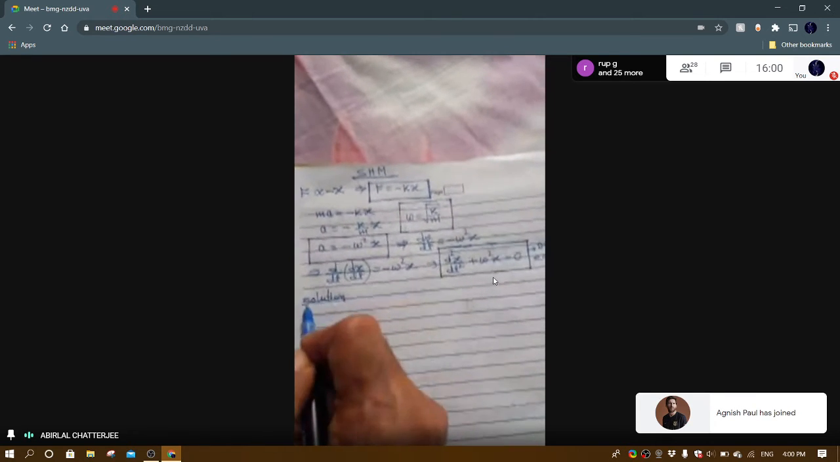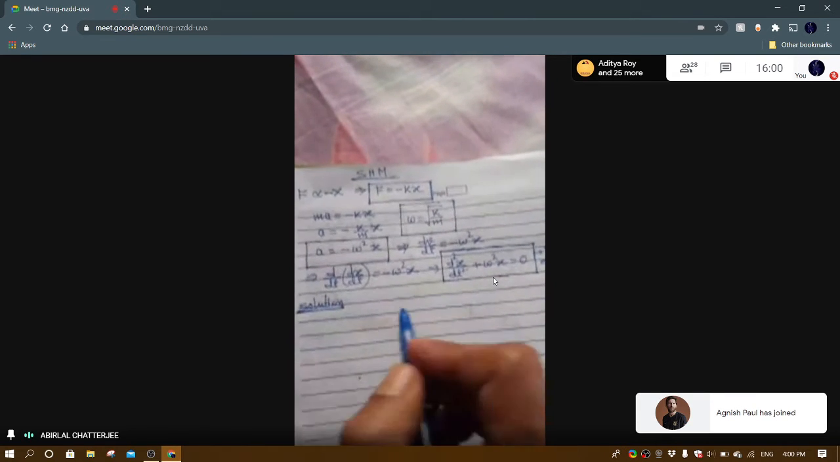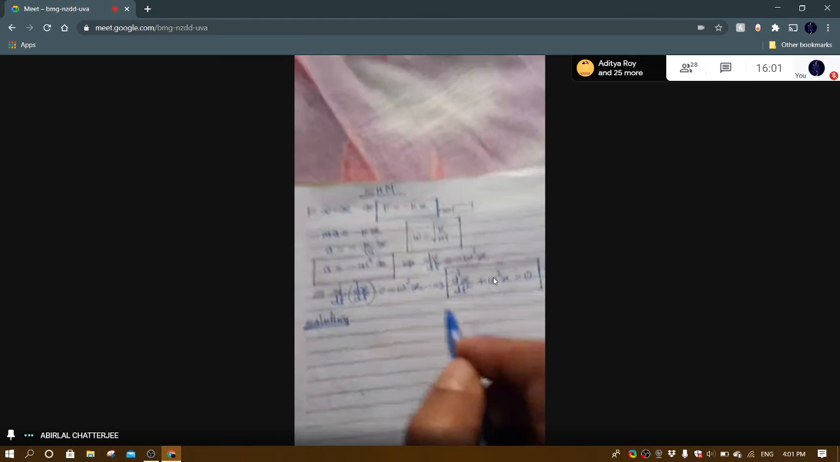There is a famous book on differential equations you'll study in physics, Mare's differential equation, or Mathematical Physics by Spiegel. Okay.